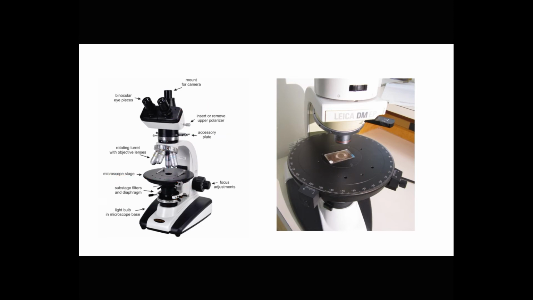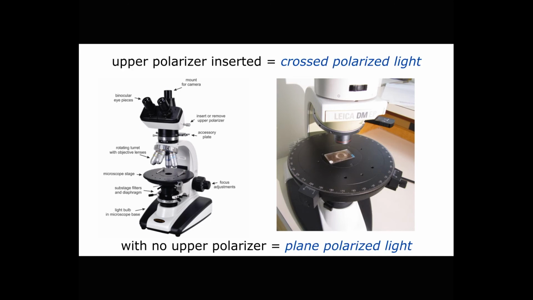So we examine thin sections in two fundamental modes, with this upper polarizer inserted or with the upper polarizer not inserted. When we have the upper polarizer inserted, we see a sample in cross-polarized light. And when the upper polarizer is removed, we're seeing a sample in plane polarized light.